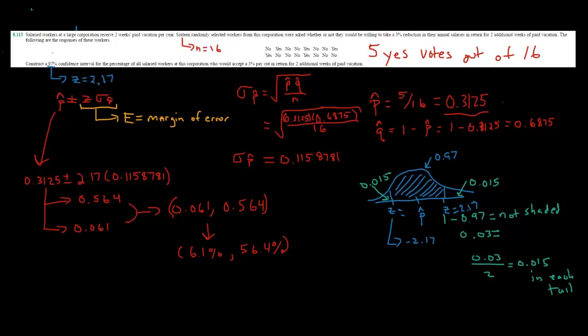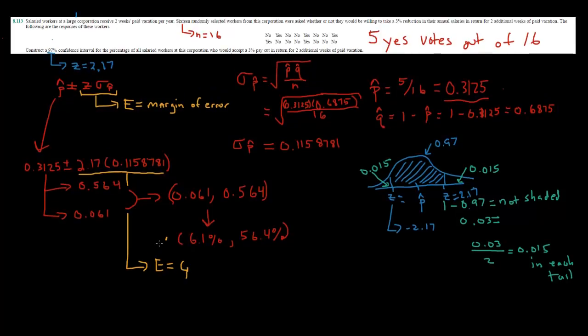Remember, E is the margin of error. So let's do that back in yellow. This right here, that's E. So let's go down here and calculate what exactly E was, because the margin of error is pretty big. I want to figure out exactly what it is. 2.17 times 0.1158781. The margin of error is 0.251, rounding to 3 decimal places again, which is 25.1%. That's crazy. There's a margin of error of 25.1%.